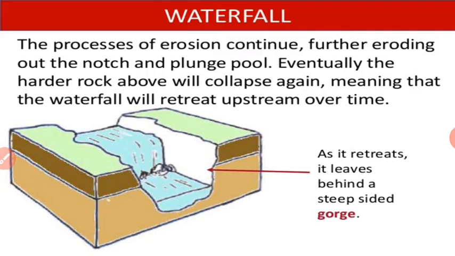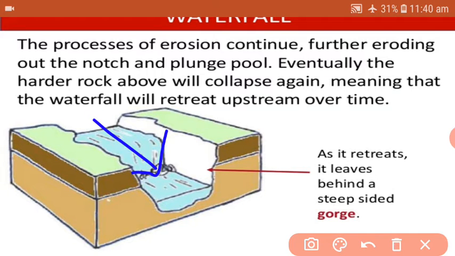The process of erosion continues, further eroding out the notch and the plunge pool. Eventually the harder rock above will collapse again, meaning that the waterfall will retreat upstream over time. So now this scenario is something like this. Now the waterfall has been created, but it has taken a long period of time.